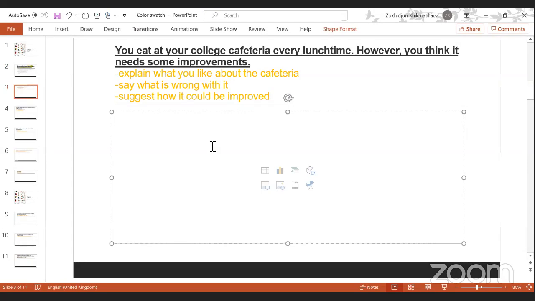Okay, next question. You eat at your college cafeteria every lunchtime. However, you think it needs some improvements. Explain what you think, like what you like about this cafeteria, say what is wrong with it and suggest how it could be improved. It's like an advantage, disadvantage essay.